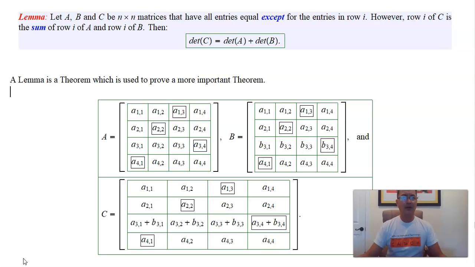Unfortunately, for a type 3 operation, it's not quite as obvious as for types 1 and 2. We're going to need what's called a lemma. And a lemma is just a theorem which is used to prove a more important theorem.